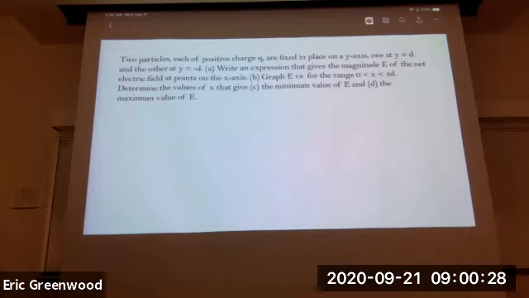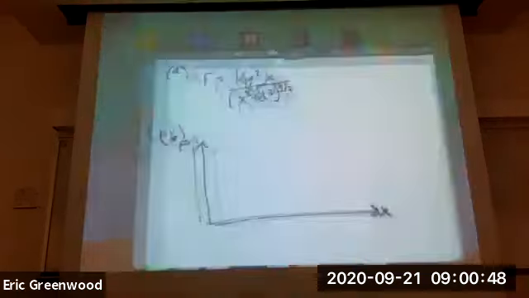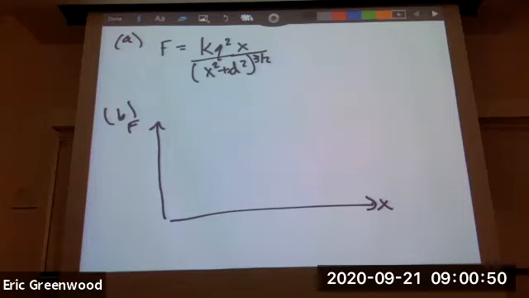And then we want to plot that electric field versus x for those different locations, anywhere from 0 out to 4 times the distance d. And then determine the value of x that gives us the minimum value of the electric field and then the maximum value of the electric field. So what values of x give us the minimum and maximum value? Just to remind you, this is what we came up with for the force: F equals k times q squared times x divided by (x squared plus d squared) to the 3 halves.